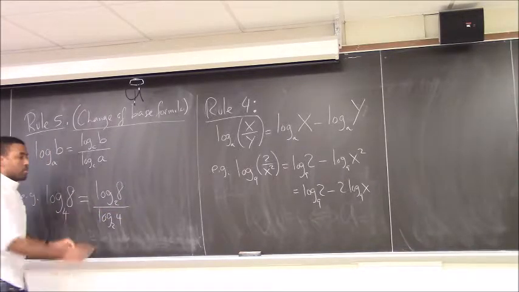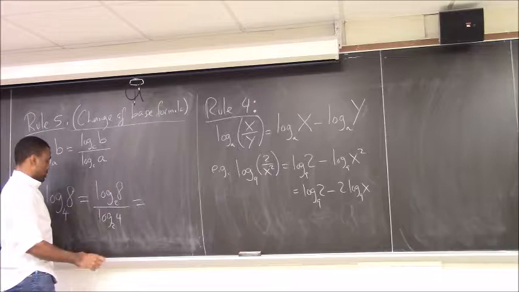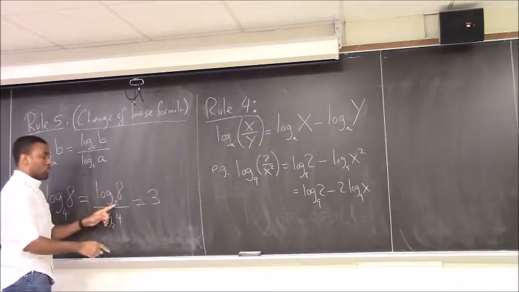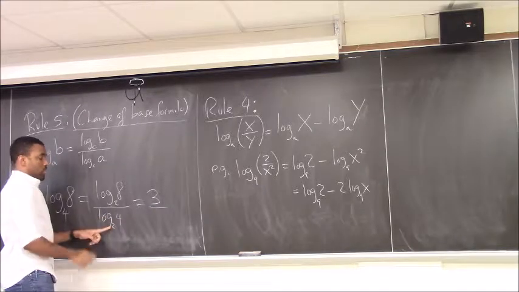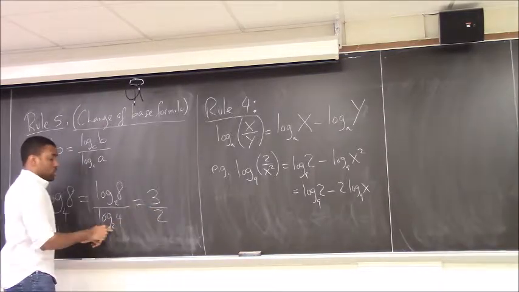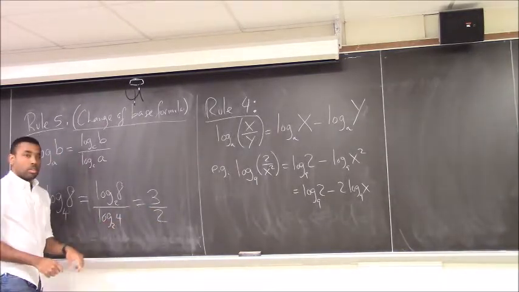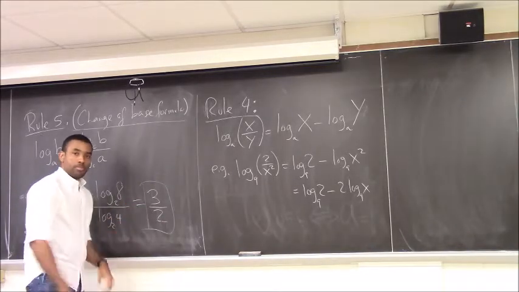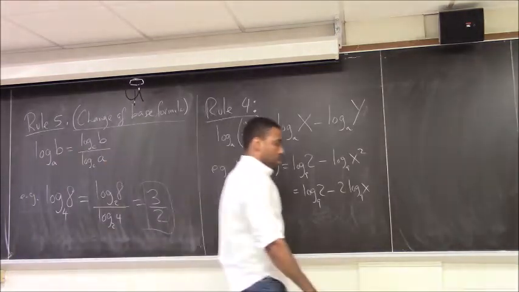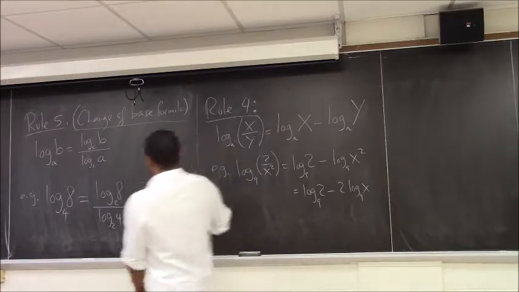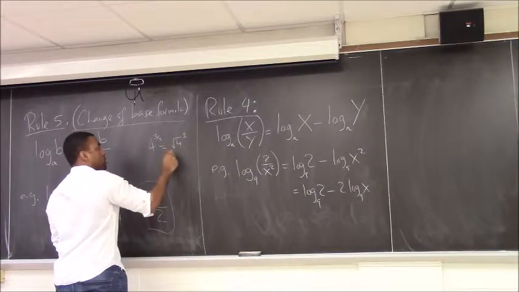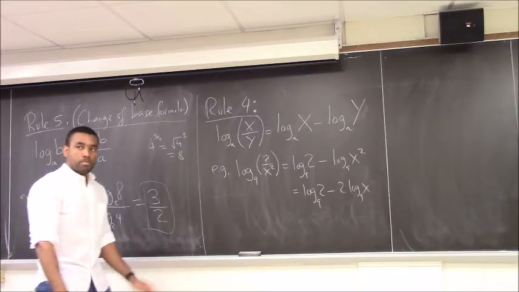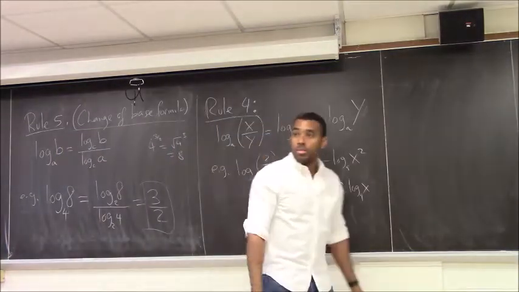Now each of these individually I know. Log to the base 2 of 8 is 3, because I have to raise 2 to the power of 3 to get 8. Log to the base 2 of 4 is 2, because I have to raise 2 to the power of 2 to get 4. So 3 over 2 is the answer. And that's actually easy to check. You take 4 to the 3 over 2, that's really just the square root of 4 cubed. That's 8.